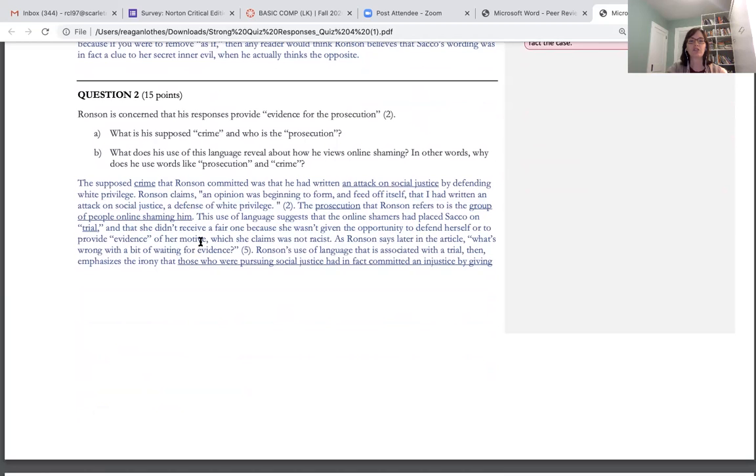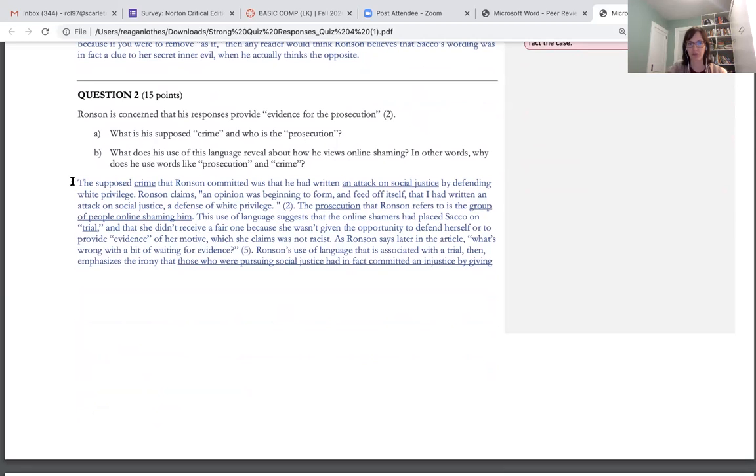Okay, moving to question 2. Ronson is concerned that his responses provide "evidence for the prosecution." So what is his supposed crime, and who is the prosecution? And B, what does his use of this language reveal about how he views online shaming? In other words, why does he use words like "prosecution" and "crime"?